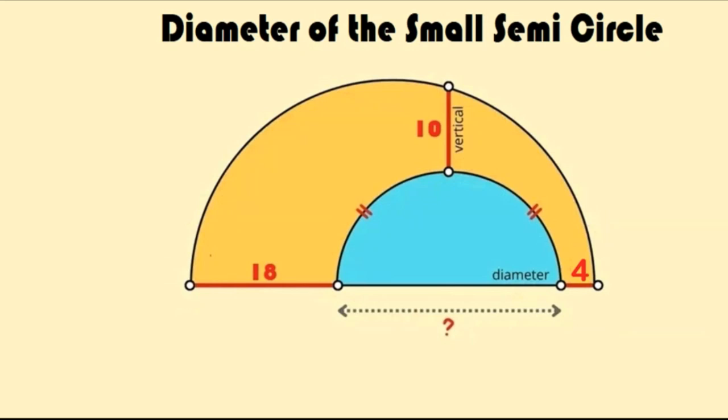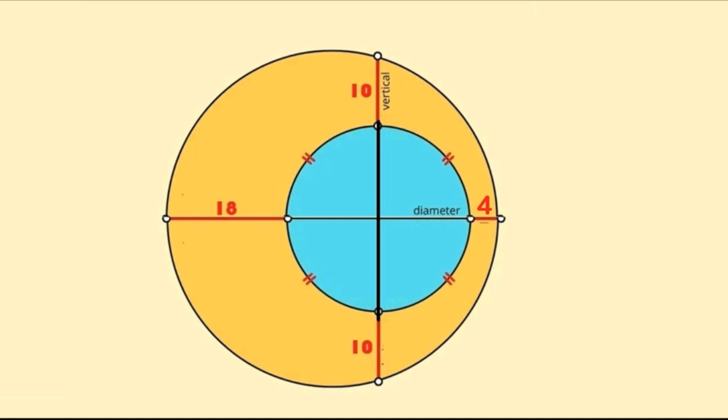Welcome back, viewers. How do we determine the diameter of the small semicircle? Here the small semicircle is the blue region. The best way to determine the diameter of the small semicircle is to make this figure a complete circle by flipping it vertically.